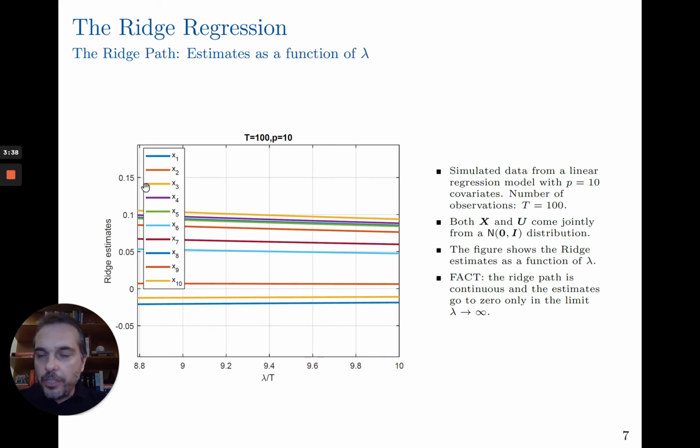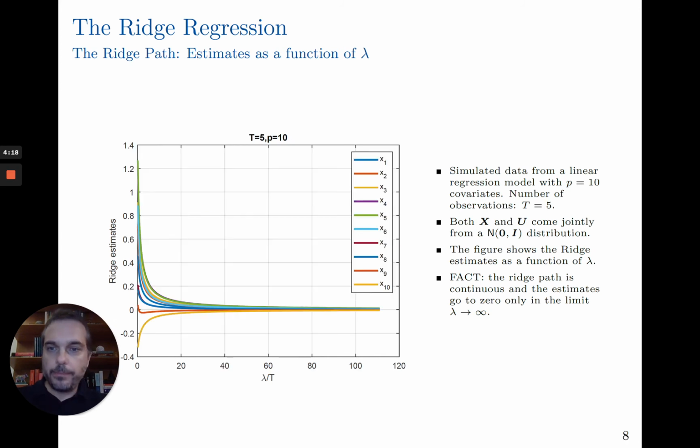You see the coefficients are pretty small, but they are not exactly 0. And I am increasing the value of lambda, but they are still far from 0. Okay, so we are not really sending it exactly towards 0, as I mentioned to you in our meeting last week. But the important thing is that the ridge path is continuous, it's smooth, and converges to 0, but the estimates will be equal to 0 only in the limit when lambda diverges to infinity.